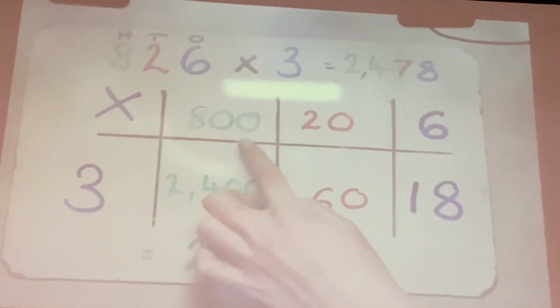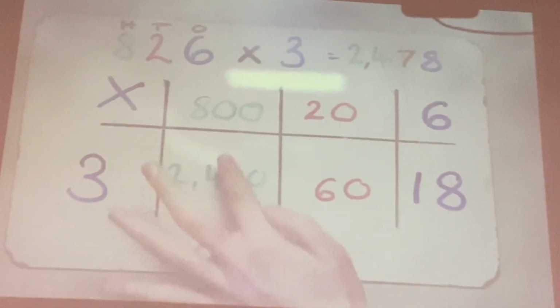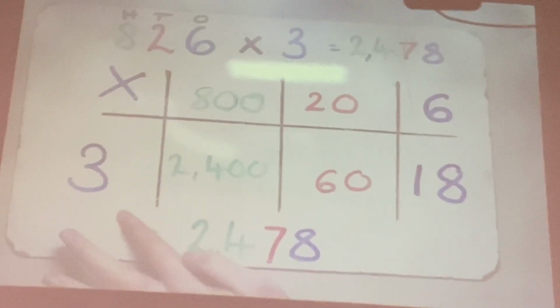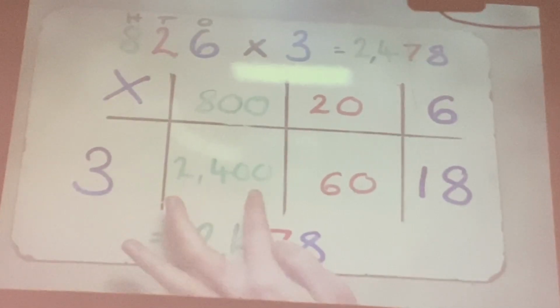And then moving on to our hundreds, say 800 times 3. And again, breaking it down into similar steps. So what's 8 times 3? They know that that is 24. Multiply it by 100 gives you 2,400.